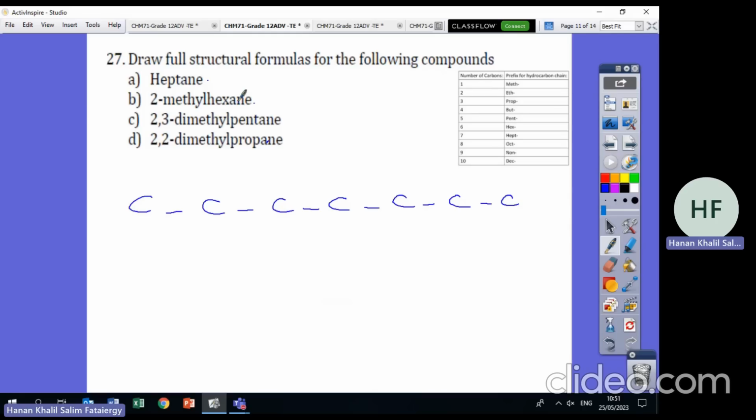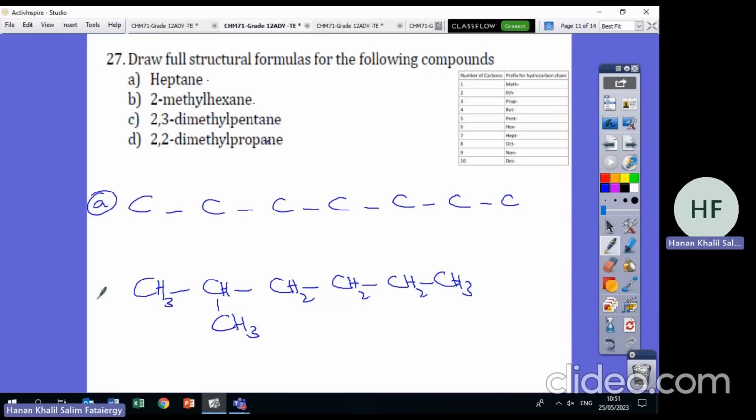Now 2-methyl hexane. Hexane is 6 carbons. And at number 2 I have meth, meaning 1 carbon. Okay, you can consider this side is 2, or you can consider this side is 2. Put the H's. Okay, don't forget this is H, this is H3, H2, H2, H2, H3. Also for this one put the H's. I'm not going to put them, you do it by yourselves.